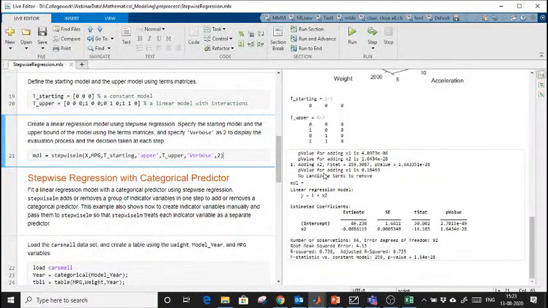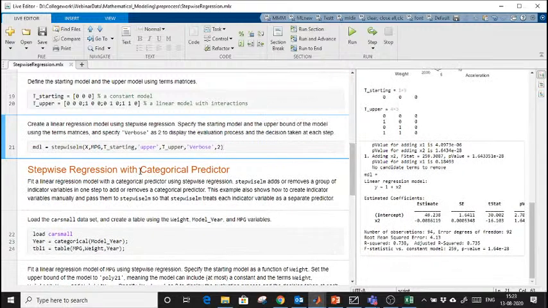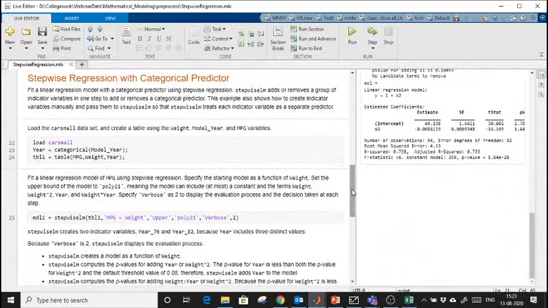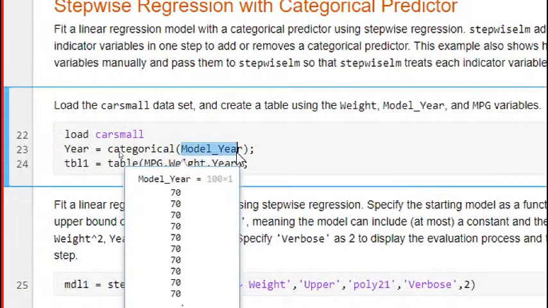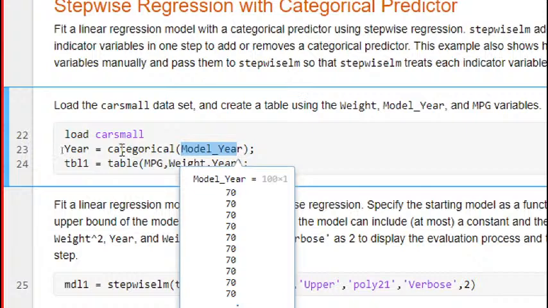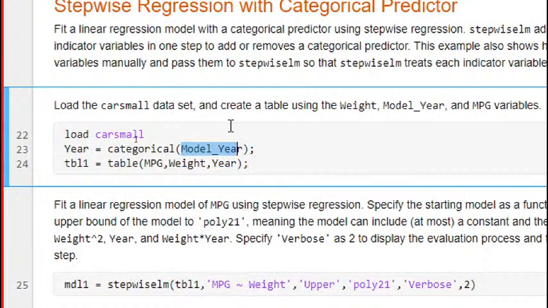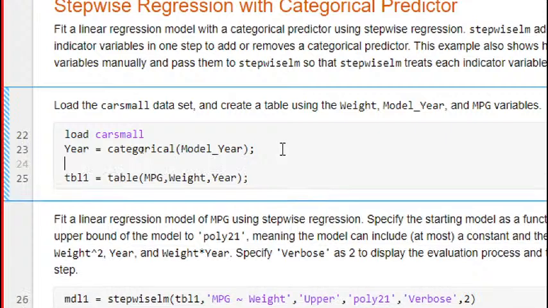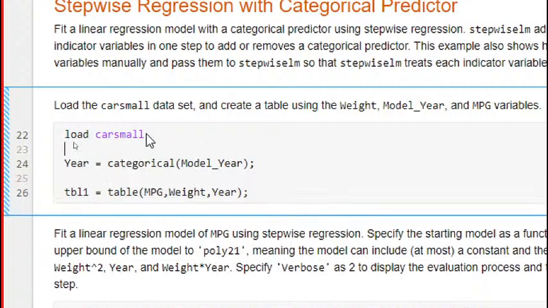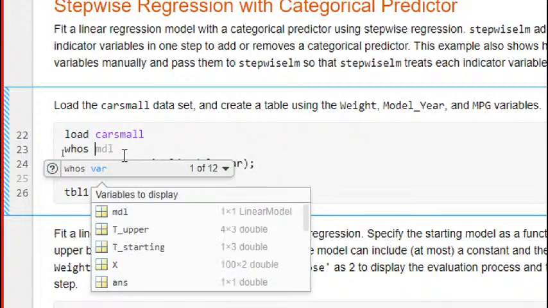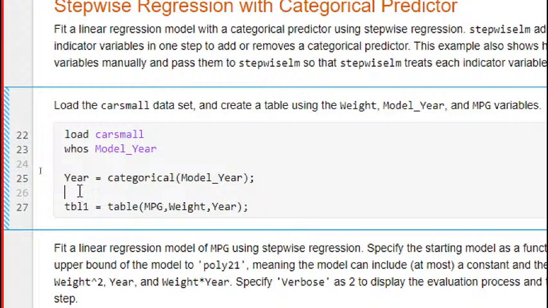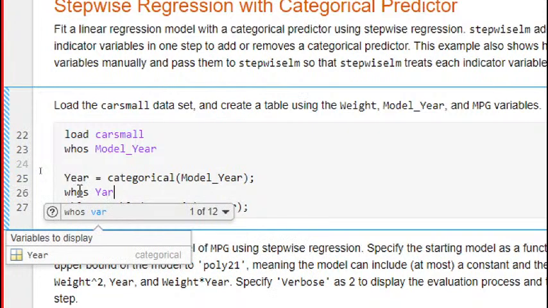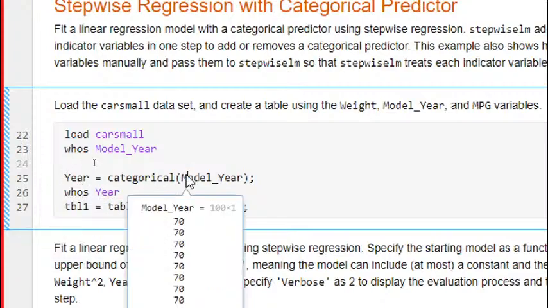Again I am switching here. So here second is stepwise regression with categorical data. To convert your fixed value to a category, we use this command. So we have this model year here as fixed values, we are converting it to a category, and we are saving it as year. So see here, if I do whos for model year, and further here if I do whos for year. Okay, now I am going to run this.